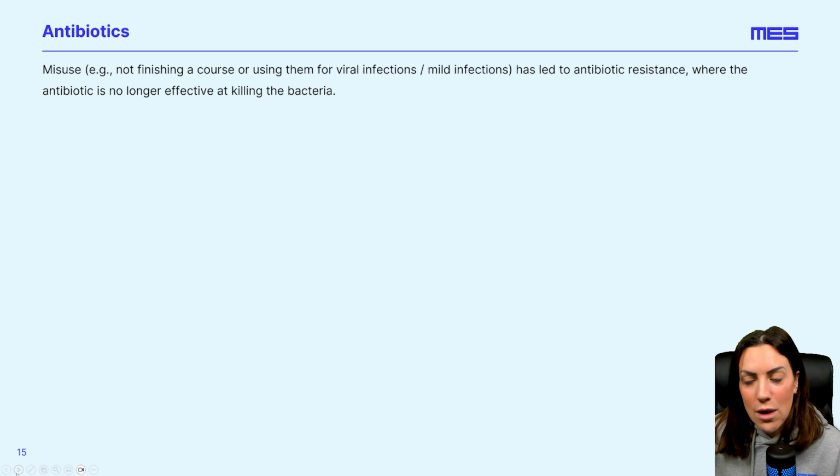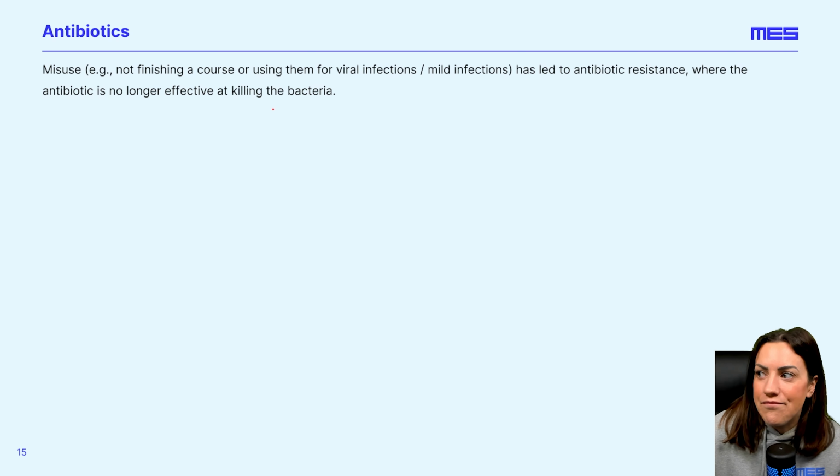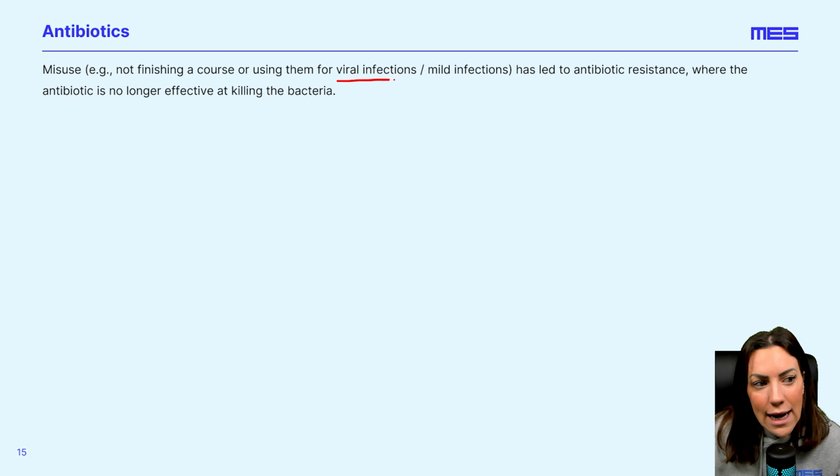Let's talk about the problem, though, the misuse of antibiotics. Antibiotics have been over-prescribed by doctors in the past. They should not be prescribed for viral infections because antibiotics cannot kill viruses. They should not be prescribed for mild infections because they're not needed. Your own immune system and your own white blood cells can destroy those bacteria without the need for antibiotics. For example, with salmonella, often you do not need antibiotics to treat that infection.